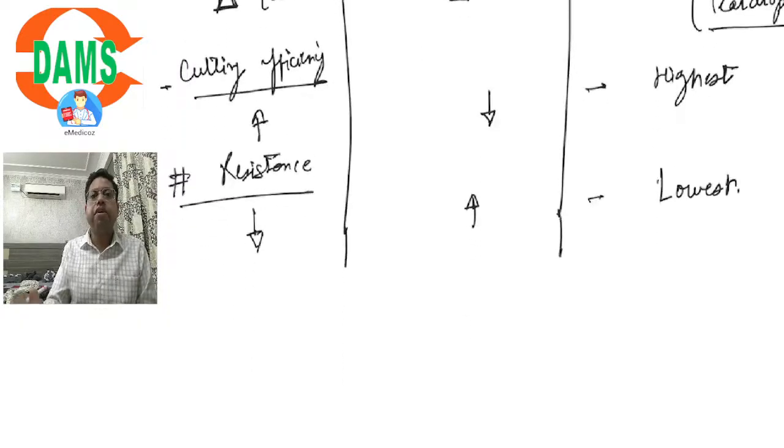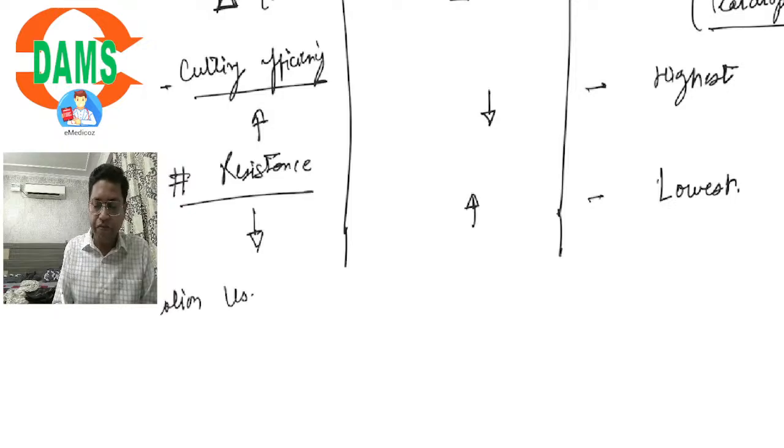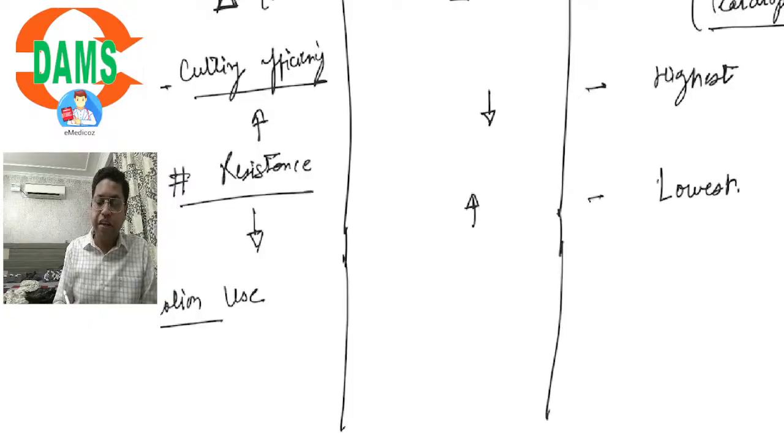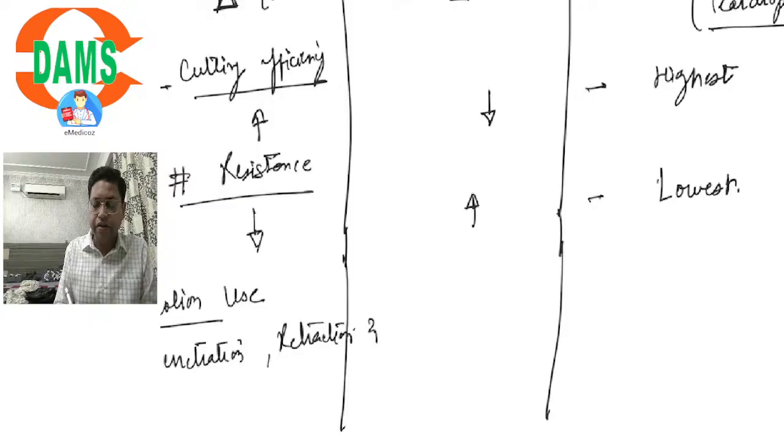So I am comparing the group 1 instruments, the K type and the H type instruments, with regard to their different properties. If we talk about motion of use, how a particular instrument would be used, then a reamer has a motion that is penetration, retraction, and rotation.